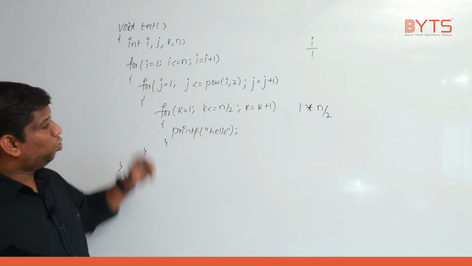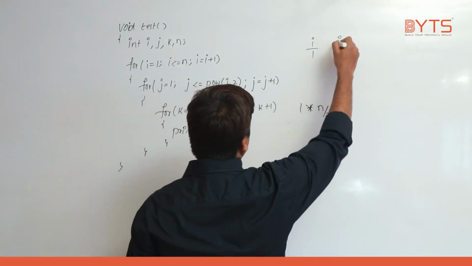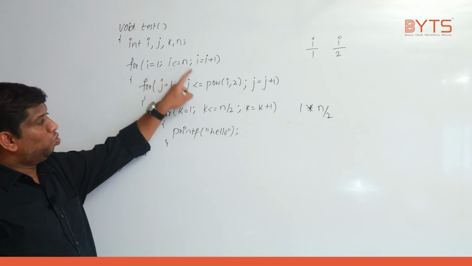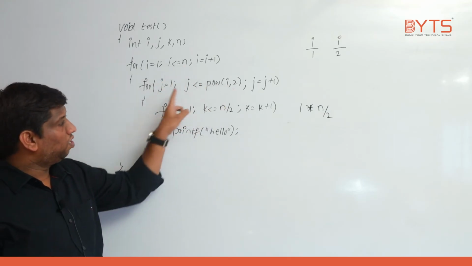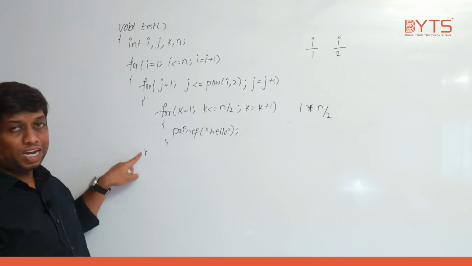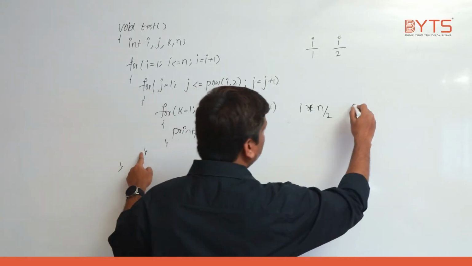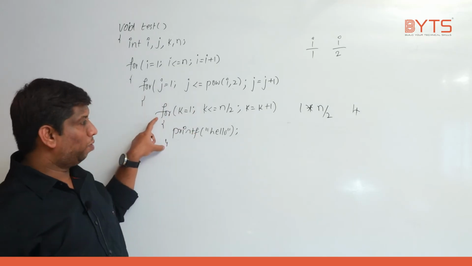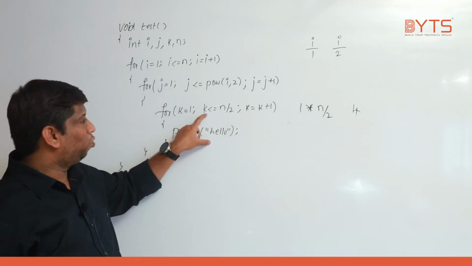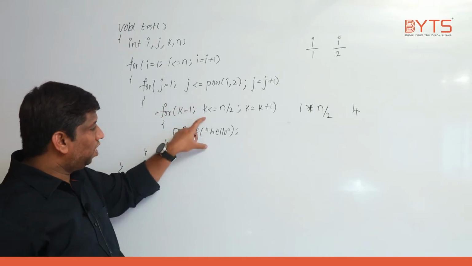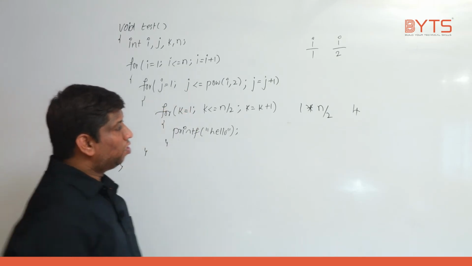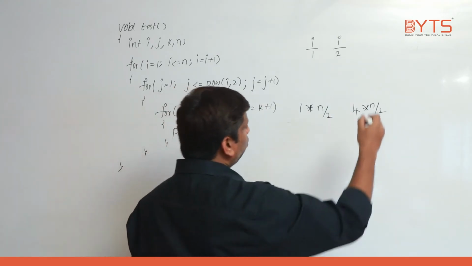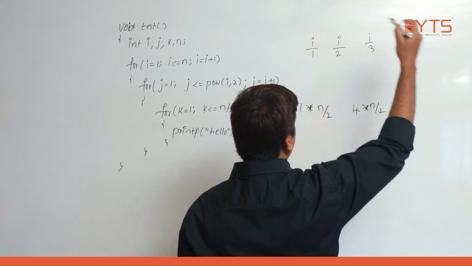Now I value is 2. Very interesting point this is. When I value is 2, 2 square is 4, right? So the j loop is repeated 4 times. For every value of j, k is repeated n by 2 times: j value 1, n by 2 times; j value 2, n by 2 times; j value 3, n by 2; j value 4, n by 2. So 4 times n by 2 times.